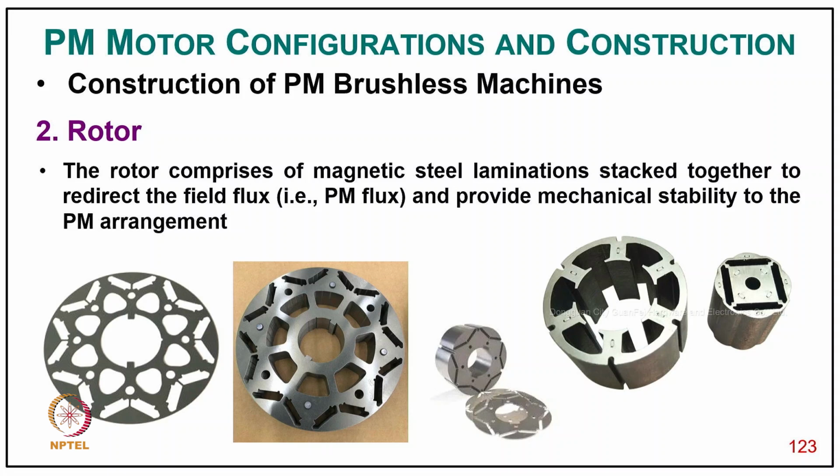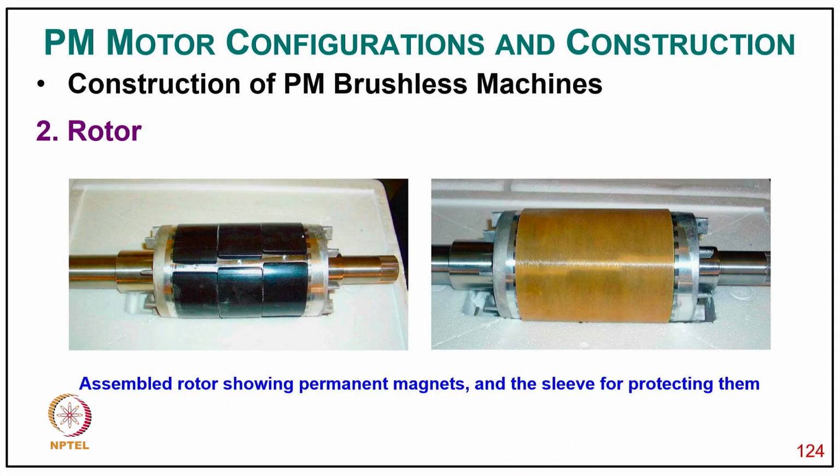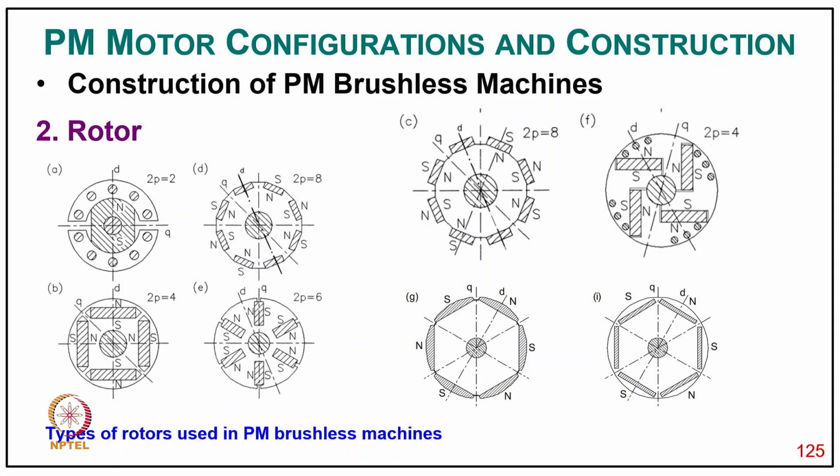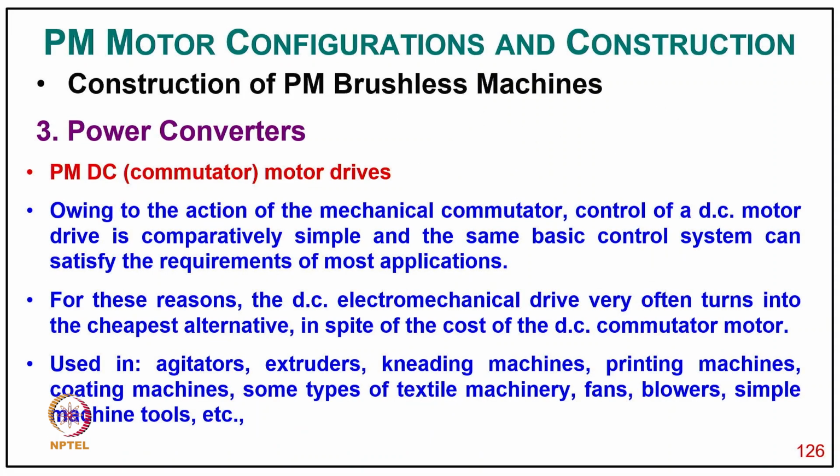So there is a lot of innovation in it, where the flux barriers are created to provide the saliency as well as the reluctance torque along with the permanent magnet torque, and that provides field weakening as a saliency in this case. So you can see the assembled rotor showing the permanent magnets and the sleeve for protecting them. And you can see the different kinds of rotor construction used here, either interior buried magnet or surface mounted magnet. Like you can see how the magnets are buried or put on the surface. For lower speed and high speed, we bury the magnet.